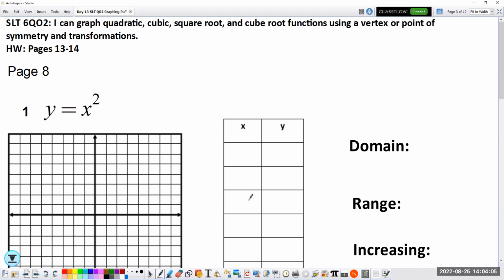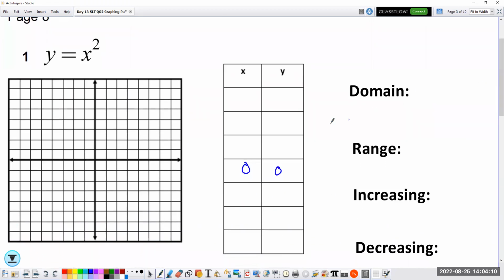So from algebra 1, maybe you remember that the vertex is going to be at 0, 0 on the origin. So I'm going to put 0, 0 in the center of my table. And then I'm going to go 1, 2, 3. And I'm going to square those numbers. 1 squared is 1, 2 squared, 3 squared. Then I'm going to go on the left. -3 squared, -3 times -3 is 9, 4, and 1. So I can easily graph this parent function 0, 0, 1, 1, 2, 4, 3, 9.